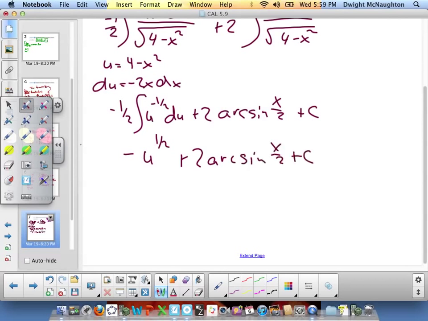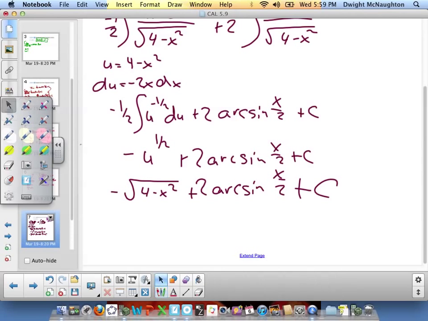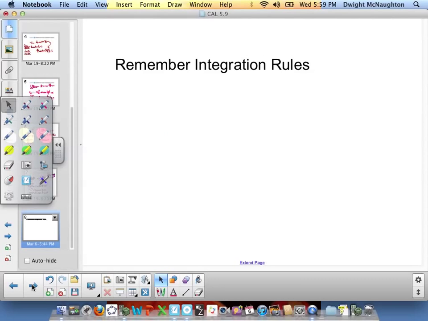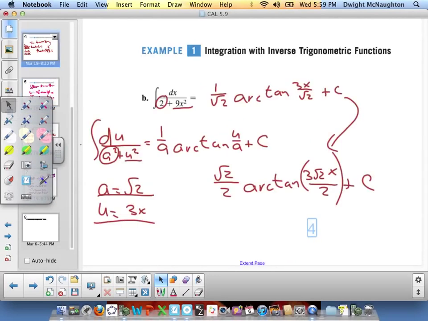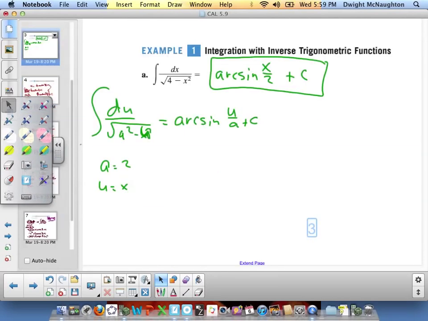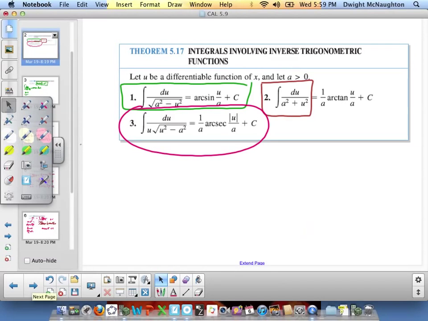And now all that's left to do is to put our u back in. So negative square root of 4 minus x squared plus 2 arcsine of x over 2 plus a constant. And so all that's left to say is make sure you remember your integration rules. Look at them, find the pattern that fits. And I'll end on this screen for you so you can just kind of look at them.